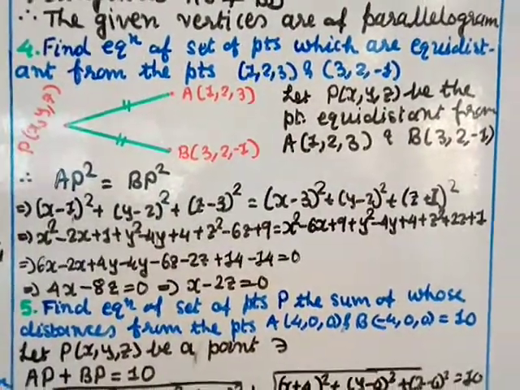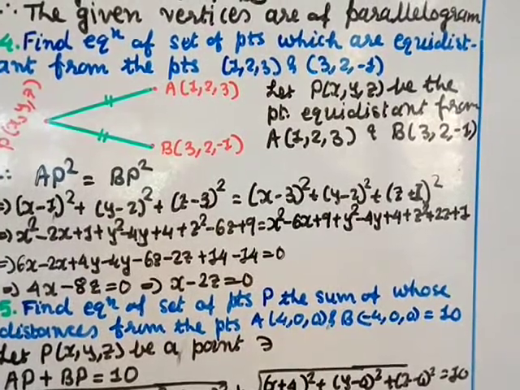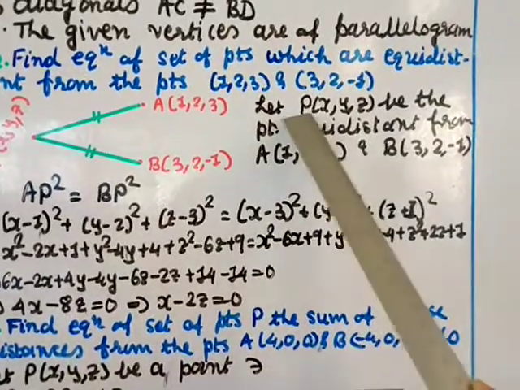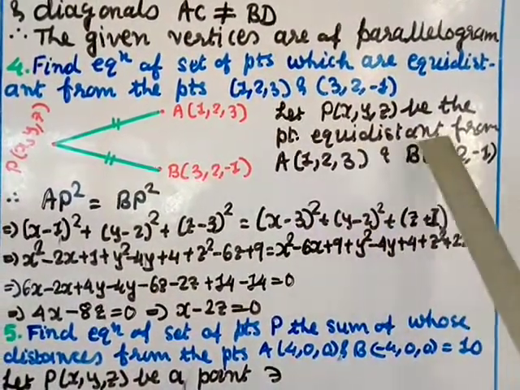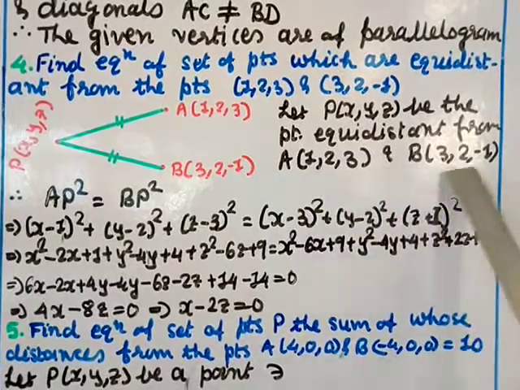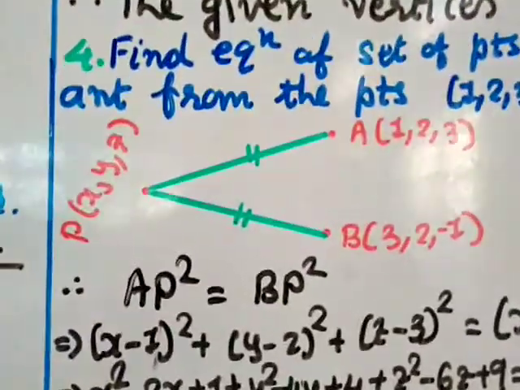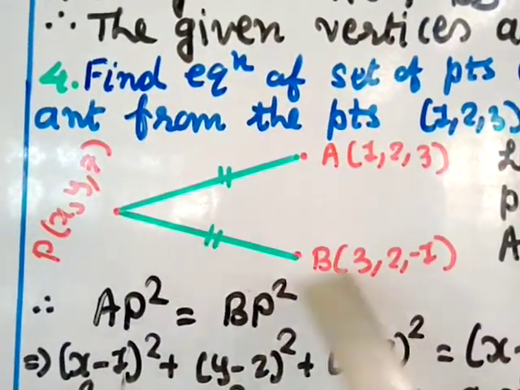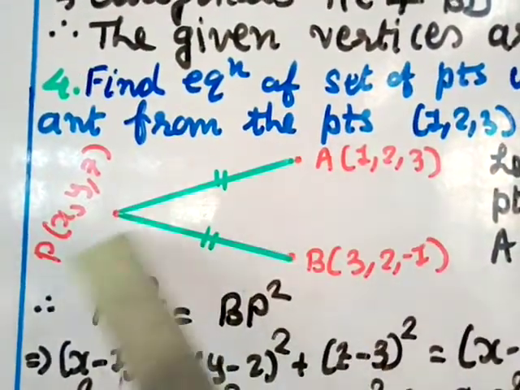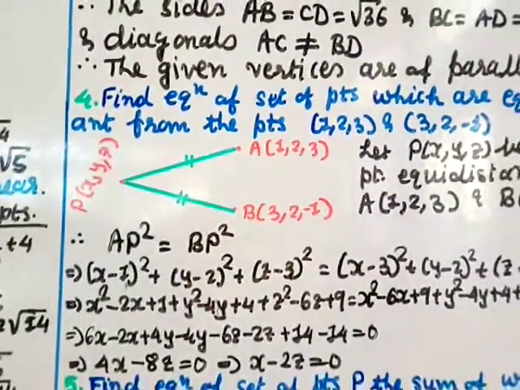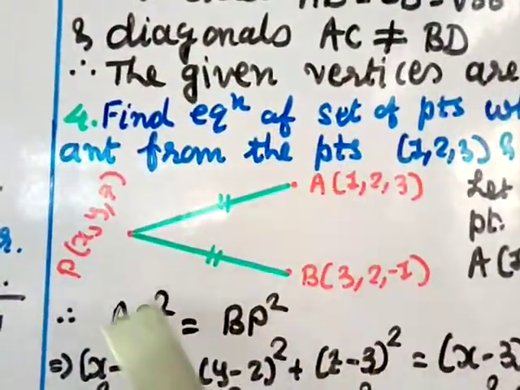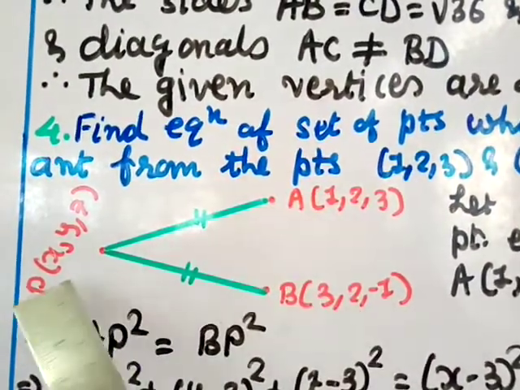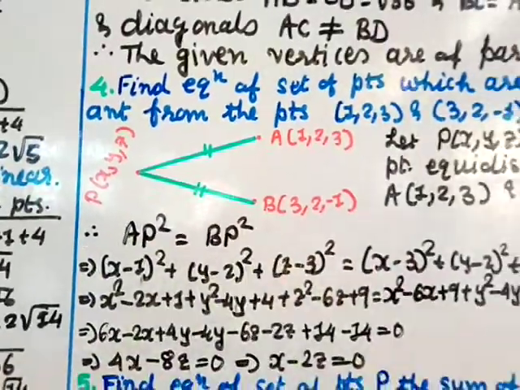Question number 4. Find the equation of the set of points which are equidistant from the points (1, 2, 3) and (3, 2, minus 1). Let P(x, y, z) be the point equidistant from A(1, 2, 3) and B(3, 2, minus 1). So here you can see this is point P(x, y, z), and it is equidistant from the two given points. So this I call A, this I call B. So this distance is equal. So if the distance is equal, we can say that AP equals BP. So to avoid the square root, you take AP square equal to PB square.